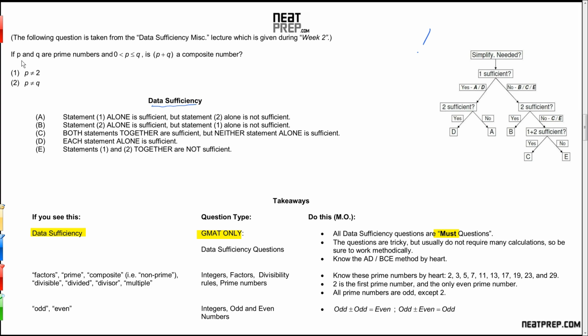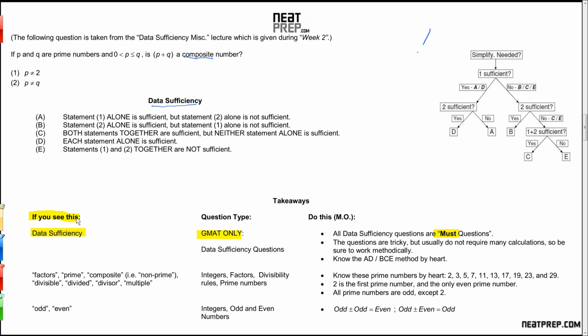The question is, assuming that P and Q are prime numbers and P is less than or equal to Q, is P plus Q a composite number? So first of all, there is a vocabulary question here. Do you know what a composite number is? And again, not everybody taking the examination knows.